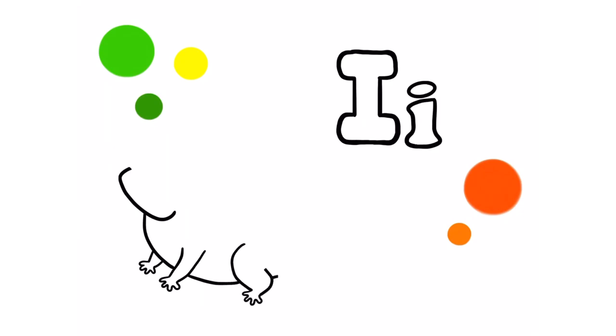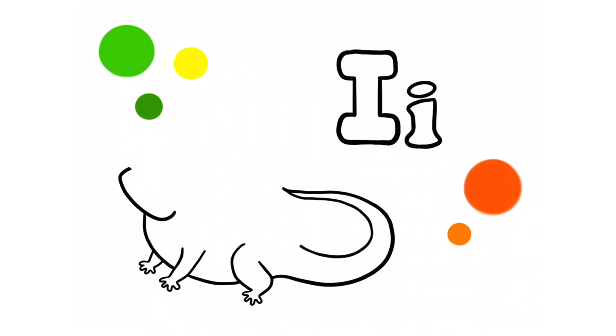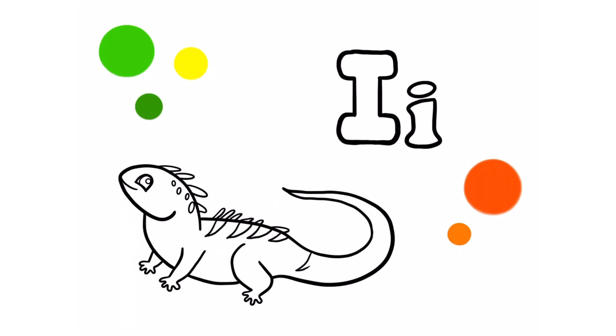Capital letter I. Lowercase I. Now let's draw iguana. Fun facts. They can detach their tails if caught and grow another one. They hate cold and love warm weather with lots of sun because they love swimming. Did you know they can grow up to 6 feet tall? Just like my dad, iguanas can change colors.